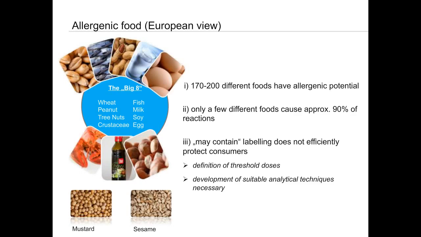The major point is that we are now about to develop suitable analytical techniques to really identify the allergens in the food and to control the food by use of analytical techniques and not by may-contain labeling. Basically, the idea is identical with the identification of peptide markers concerning food authenticity. The major food allergens is an additional criteria.